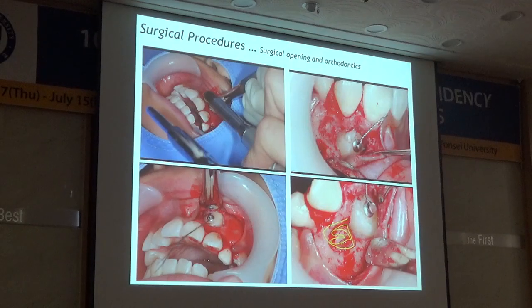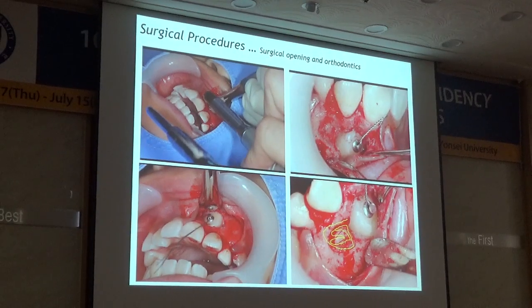But this kind of procedure should be done after the attachment of the orthodontic appliance, because a lot of bleeding may come to the area, and it will prevent good attachment of the appliance. So you have to do it later. Sometimes I also extract the deciduous tooth, and I do that later, after the button attachment.